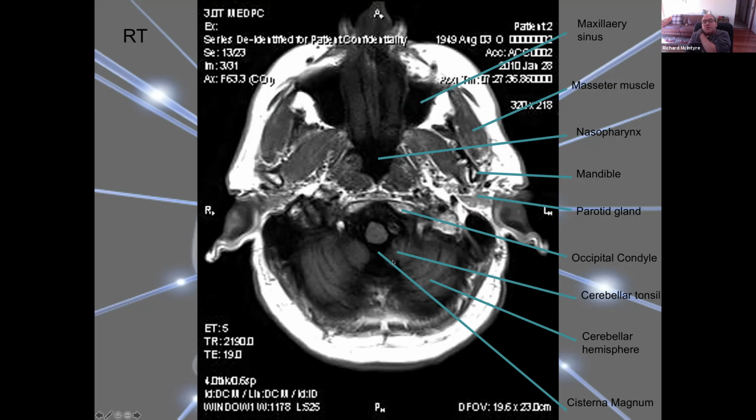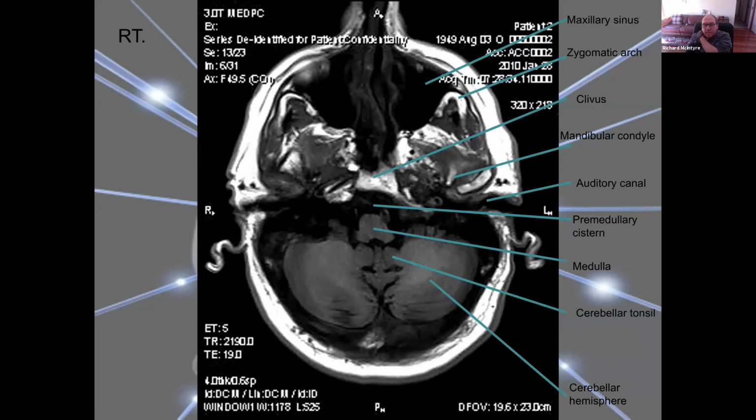We've got our cerebellar tonsils. We've got the inferior aspect of the cerebellar hemisphere, and again, we've got our cisterna magna, or just our space. Coming up, cerebellar tonsils. Medulla, so you might know that's the part of the brain, part of the spinal cord, just sitting under the pons. Pre-medullary cistern. So what does that mean?